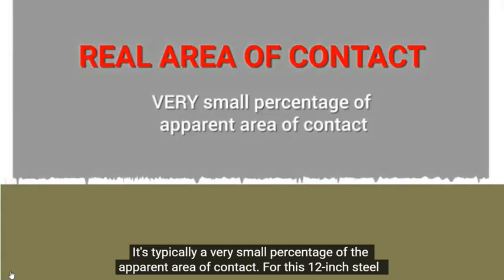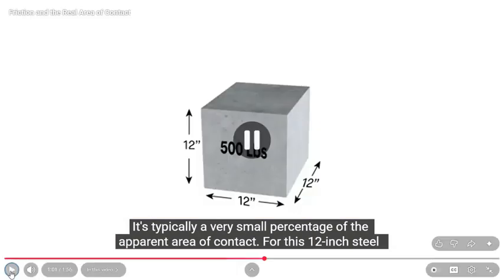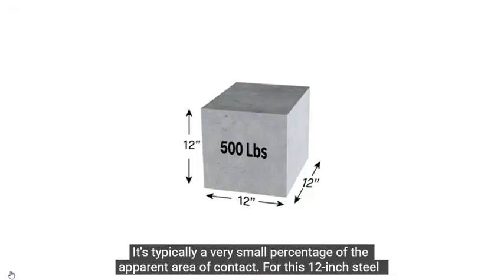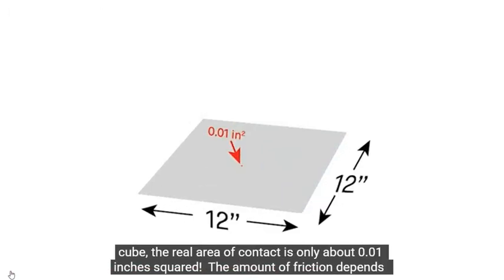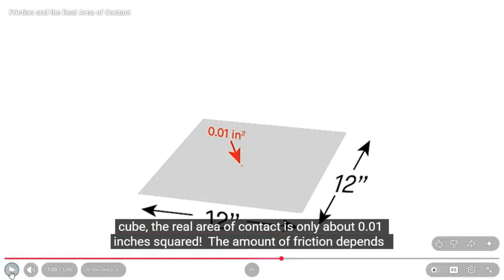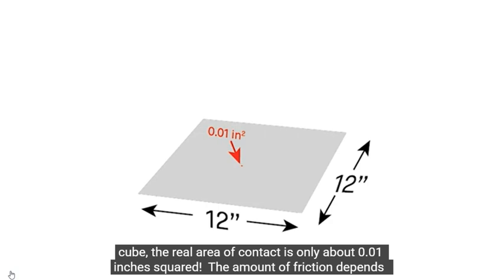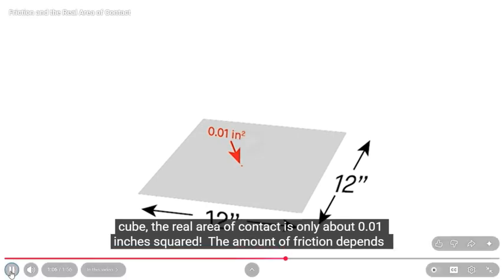It's typically a very small percentage of the apparent area of contact. For this 12-inch steel cube, the apparent area of contact would be the full 12 by 12 inches, right? Whereas the real area of contact would be only the peaks of the microscopic texture that would be touching. The real area of contact is only about 0.01. That's crazy. 12 by 12 is 144, so it should be 144 square inches. Instead, it's only 0.01 apparently. That's mind-boggling. 0.01 inches squared.